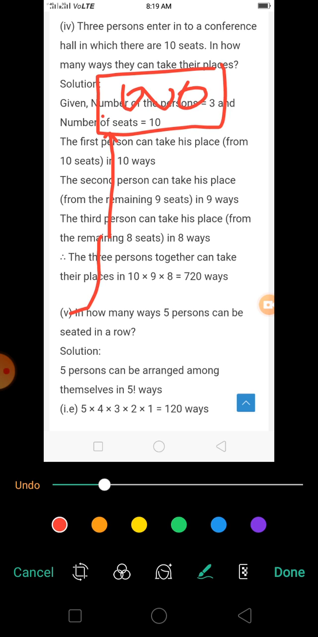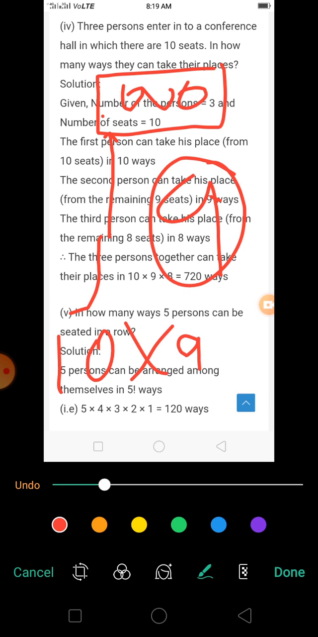After they sit, how many seats are remaining? 9 seats are remaining. So the second person comes. In how many ways can he sit? 9 possible ways only. So 10 and 9 are over. After the third person comes to the room, how many empty seats are there? Just 8, because the first and second persons already occupied 2 seats. So there are 8 seats available, therefore 8 possible ways the third person can be seated.